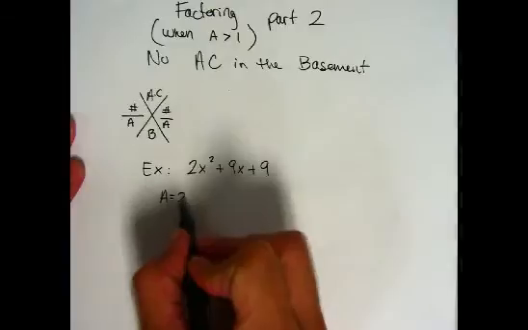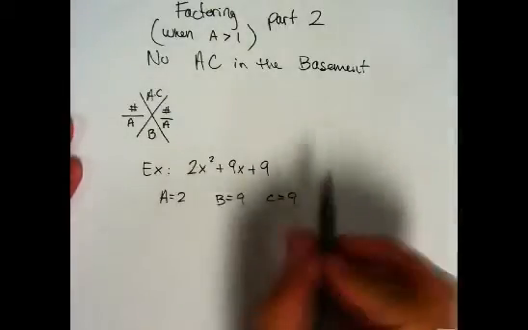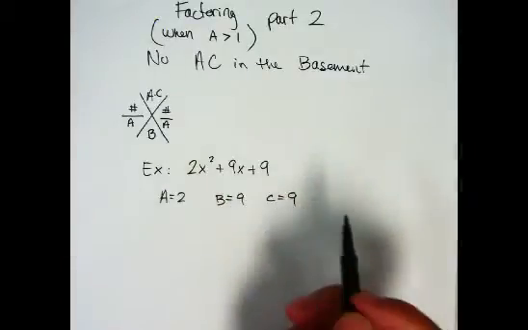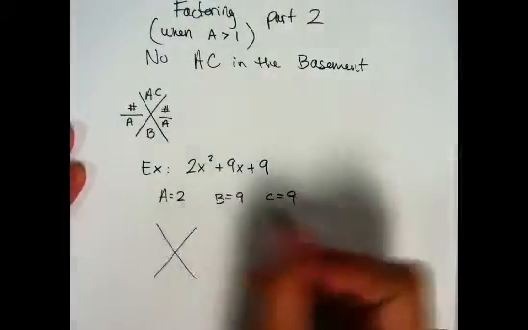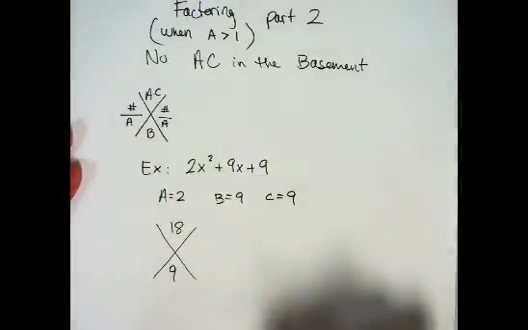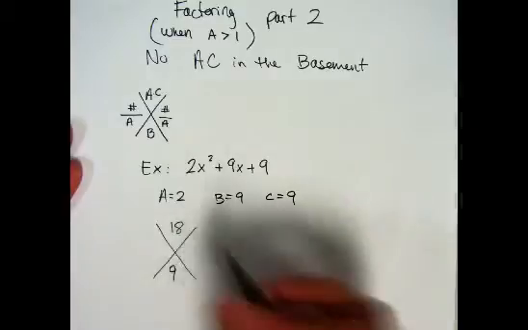So A is 2, B is 9, and C is 9. I would start off looking to see if there's anything in common. There's not, so you have to move on. You do the same thing. You're going to go A times C. 2 times 9 is 18. Basement 9, it goes on the bottom. Okay. Two numbers that multiply each other to give you 18 but add up to 9.